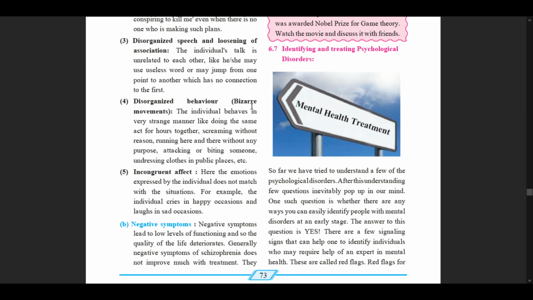Then we move forward to our next symptom, that is our fifth symptom, incongruent affect. Here the emotions expressed by the individual do not match the situation. For example, the individual cries on happy occasions and laughs on sad occasions. If you have seen the newer Joker movie, the person laughs at every small thing at random moments of life. If someone is talking on a serious topic, he would simply start laughing without any reason.